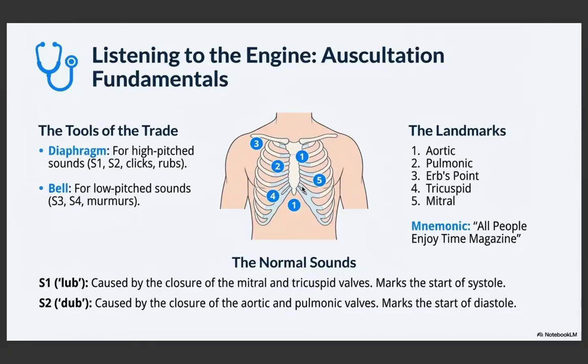So, when we are listening for our normal S1 and S2, these are our high-pitched sounds. We're going to be using the diaphragm of our stethoscope. That is the bigger side of it. If you're listening to clicks and rubs, those are abnormal heart sounds. They are also best heard with the diaphragm. The bell is for our low-pitched sounds like our murmurs. Like if they had an acyanotic defect, they could have a murmur. Or our S3 and our S4 sounds.